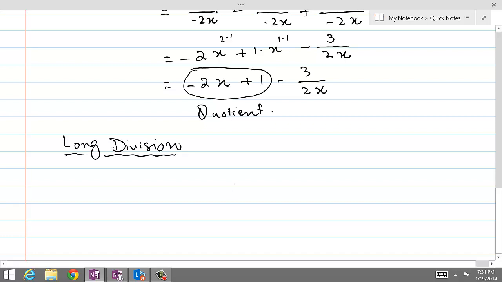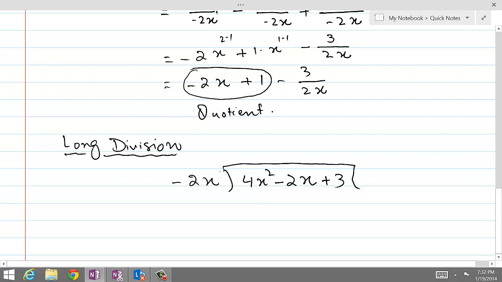The denominator is 4x square minus 2x plus 3, and write the denominator outside and put this sign of division around the numerator, and then write minus 2x.